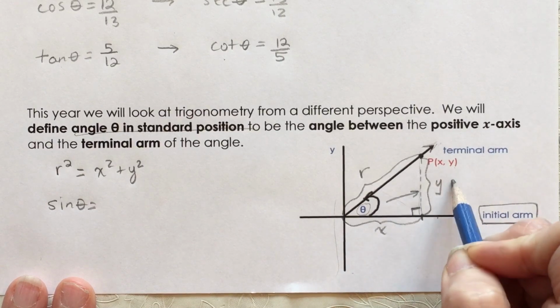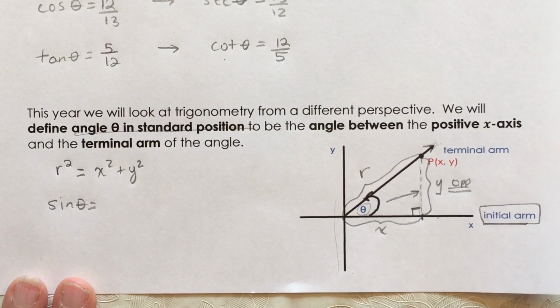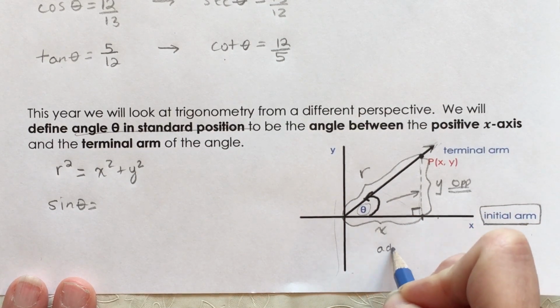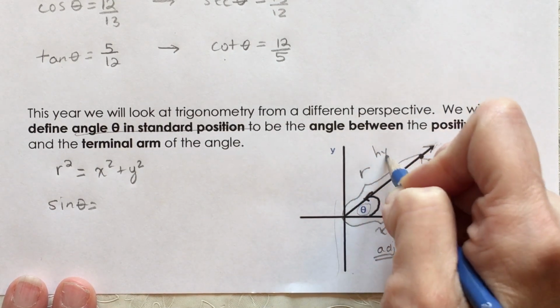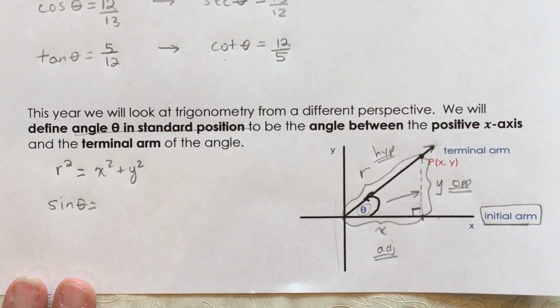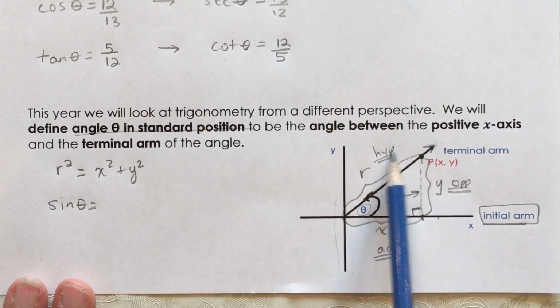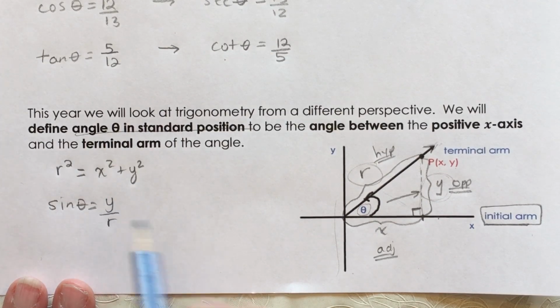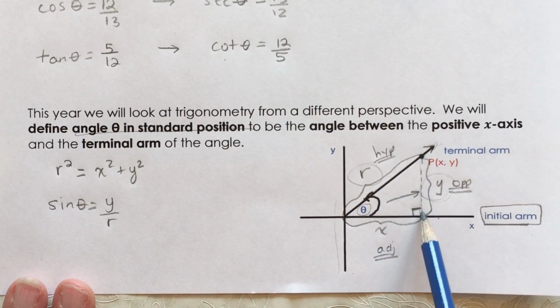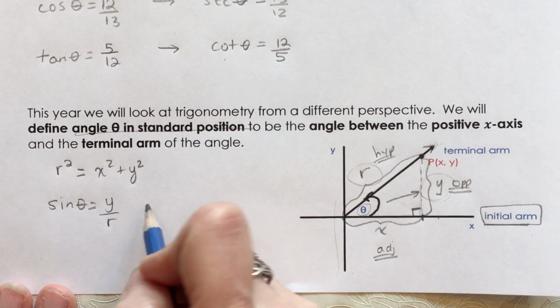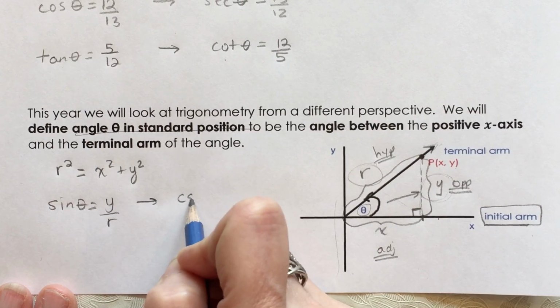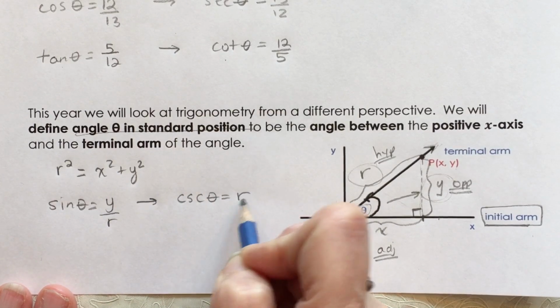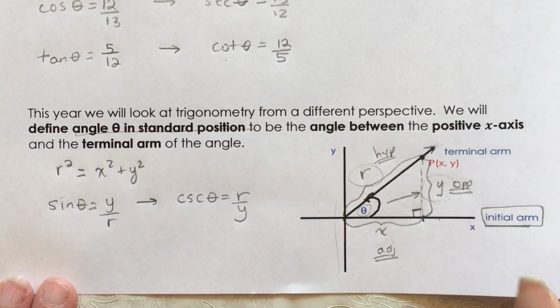is, so according to theta, the opposite side is the y value, the adjacent side is the x value, and the hypotenuse is considered to be r. So sine theta, rather than writing out opposite over hypotenuse, we can now use this notation y over r. And y has meaning. It's the y value of the point of the terminal arm as plotted on an xy axis. And then we would immediately know that the cosecant of angle theta was r over y, because they're reciprocal functions.